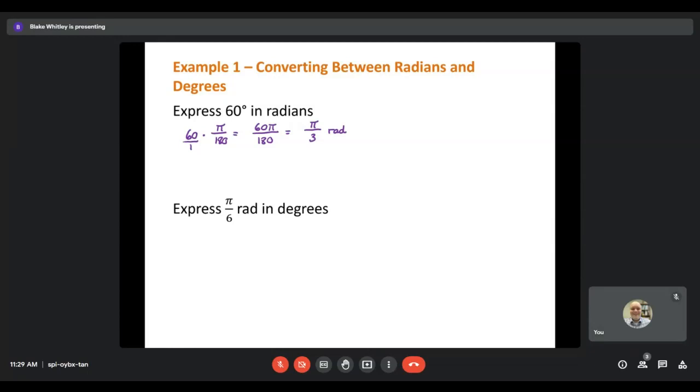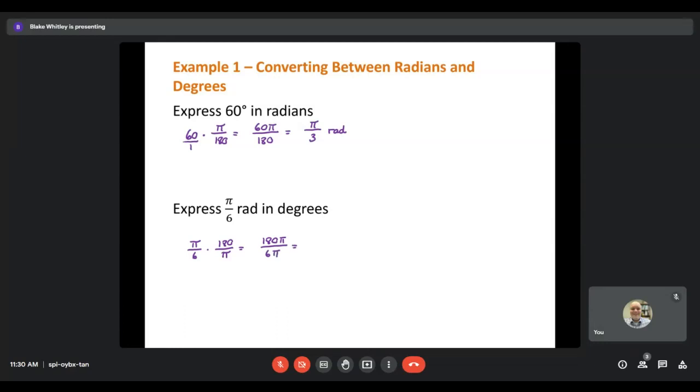Now, if we want to go the other direction and go from radians to degrees, we're going to take our original radian measure, pi over 6, and this time we're going to multiply by 180 over pi. And now this time we already have two fractions, we can just multiply straight across. So that's going to give us 180 pi over 6 pi.